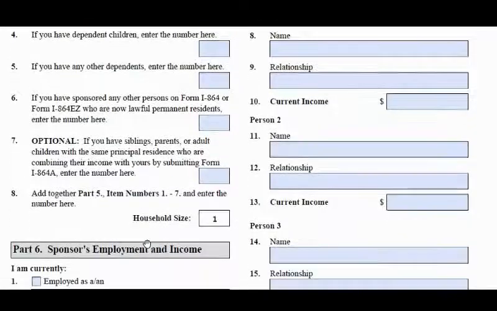And then from there, we're going to move to 8. Add together part 5, items 1 to 7. So you're going to add the total number and then you put it here.